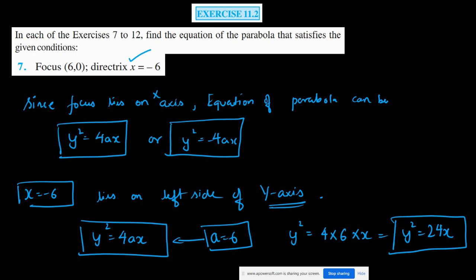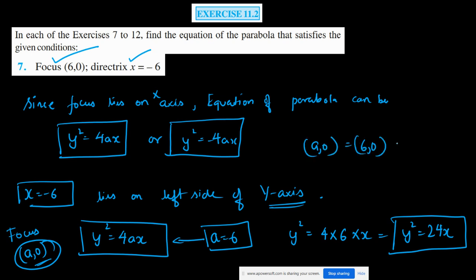Okay. Similarly, we will move on to the next question. Always your focus is taken as (a, 0), right? The focus is taken as (a, 0). From here I'm getting the value of a. The focus is already given, so I can write (a, 0). This can be taken as the focus, which is (6, 0). This is how I'm getting a = 6.